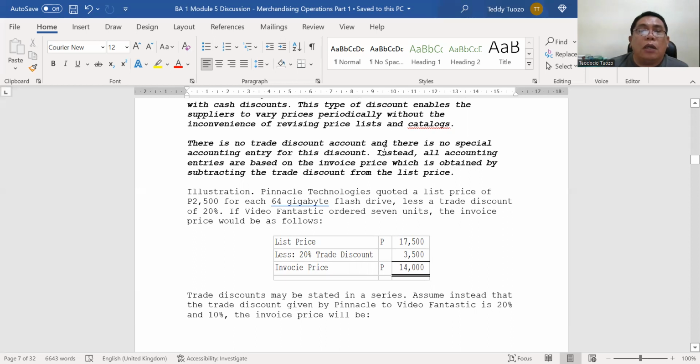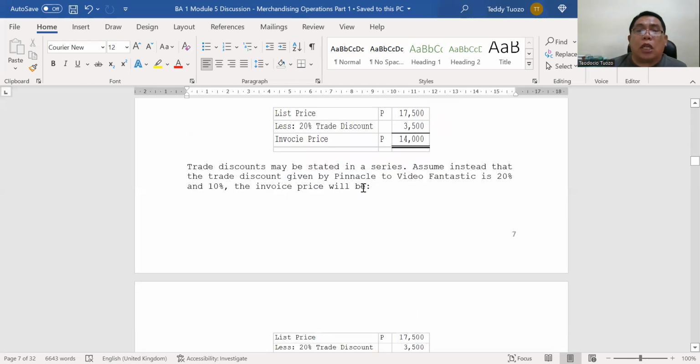So, there is no special accounting entry for the trade discount. Instead, all accounting entries are based on the invoice price, which is obtained by subtracting the trade discount from the list price. Okay, so that is the illustration. Trade discount will be stated in a series. It can be like 20%, 30%, or 5%.